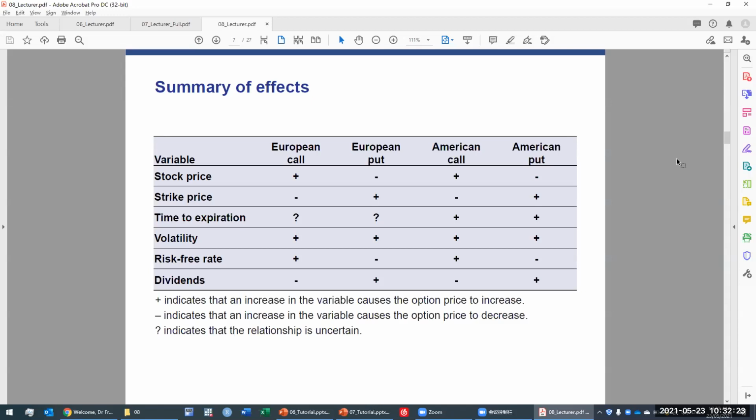You can see that it's like this. Up to a certain point, it just decreases. But there's a positive effect for American call and American put because they can be exercised anytime. Yeah. So make sure that you know how to do all that.